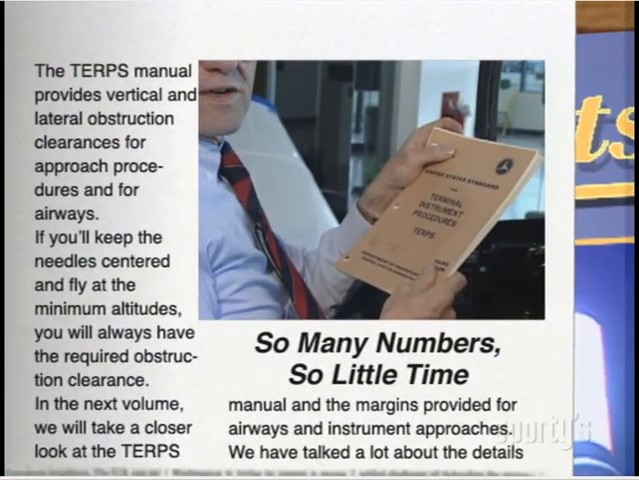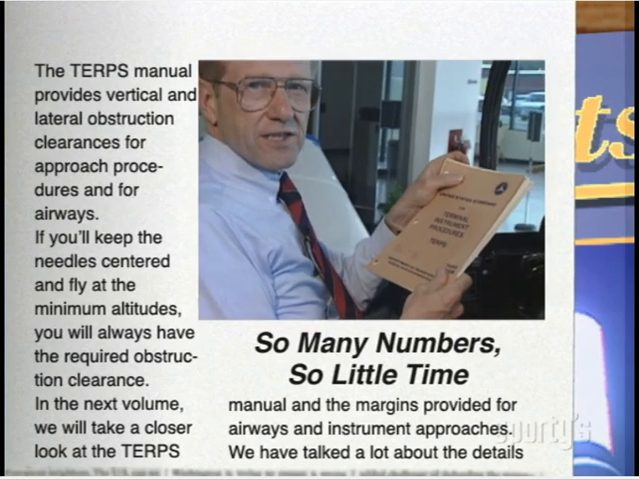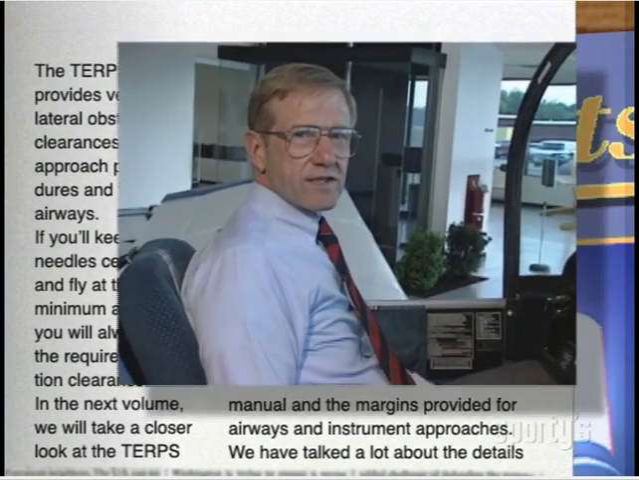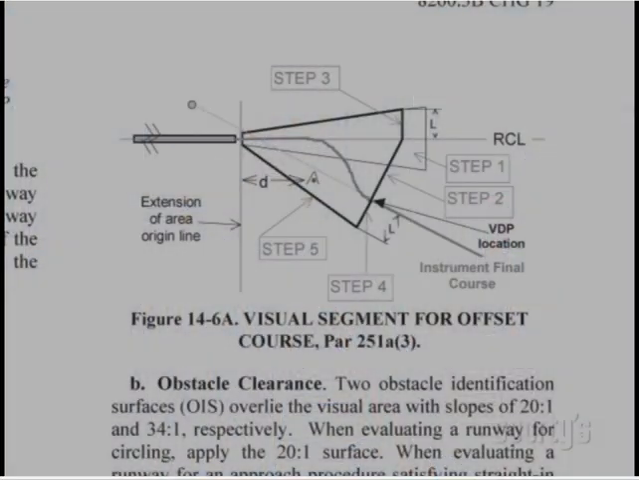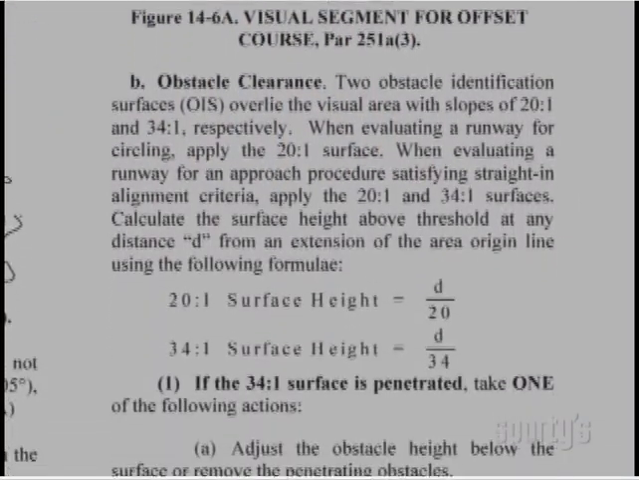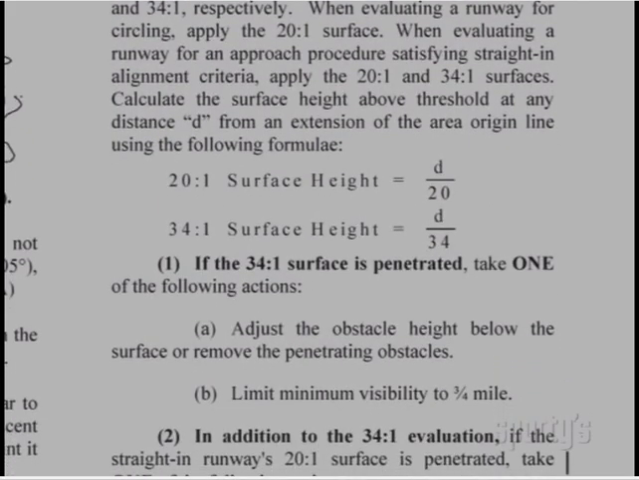The TERPS manual provides vertical and lateral obstruction clearances for approach procedures and for airways. If you keep the needles centered and fly at the minimum altitudes, you'll always have the required obstruction clearance. In the next volume, we'll take a closer look at the TERPS manual and the margins provided for airways and instrument approaches.